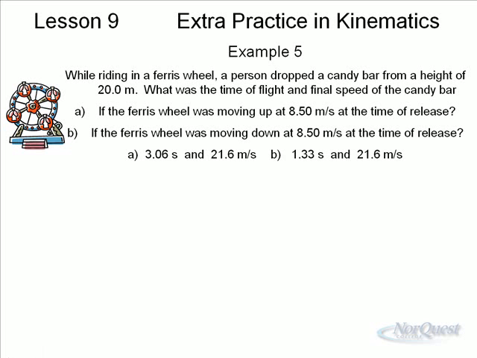So example number 5: while riding in a Ferris wheel, a person dropped a candy bar from a height of 20 meters. Now in this case, the Ferris wheel is moving, so the person inside is moving. What is the time of flight and final speed of the candy bar if the Ferris wheel was moving up, and then if the Ferris wheel was moving down? So two situations. Let's look at them both.